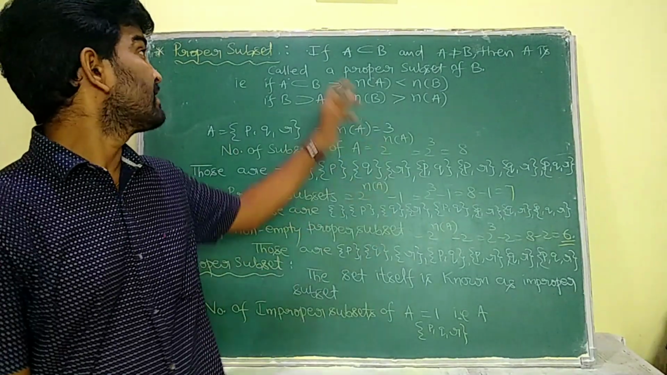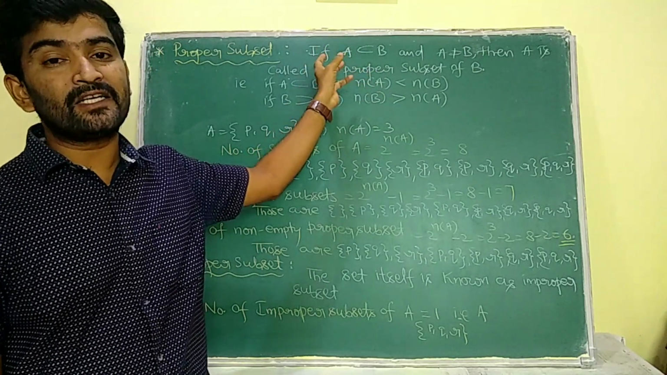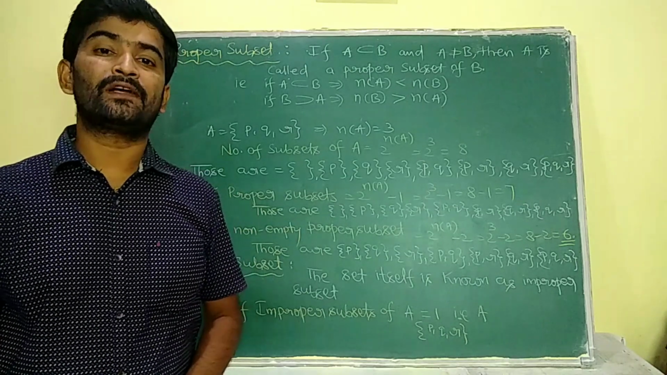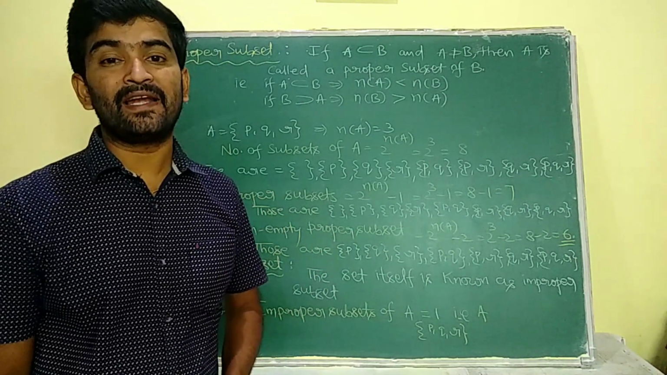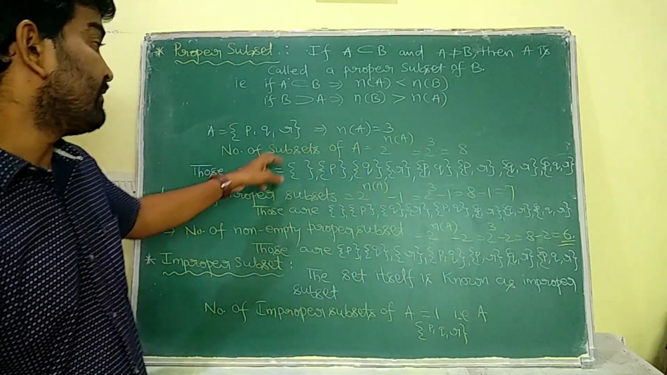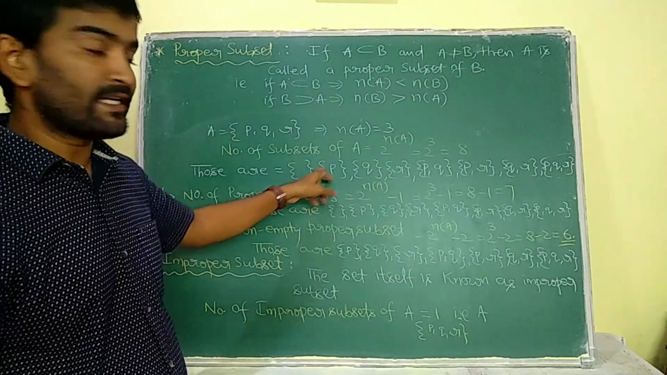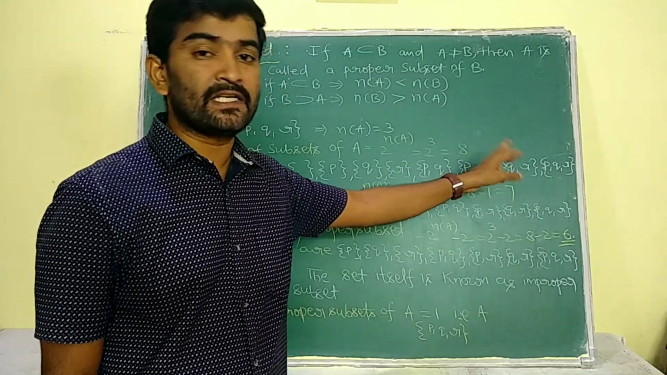Now, proper subset. Proper subset means if A is a subset of B, then A is said to be a proper subset of B if A is not equal to B. That means we have to write all the subsets except that set itself. Why? Because if I write the subsets of this A, we have the empty set, P, Q, R, set of PQ, set of PR, set of QR, and set of PQR.